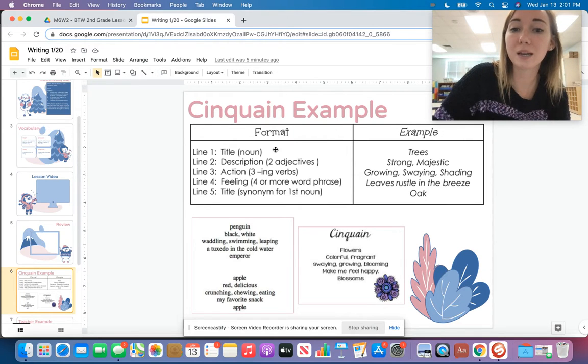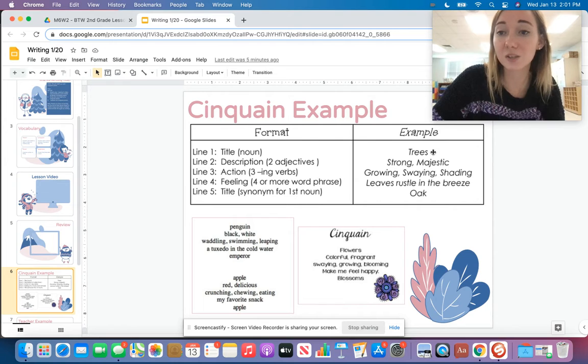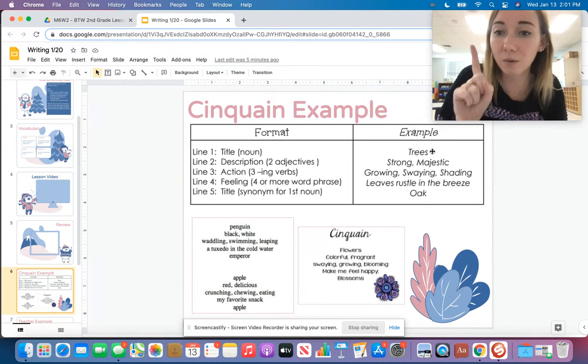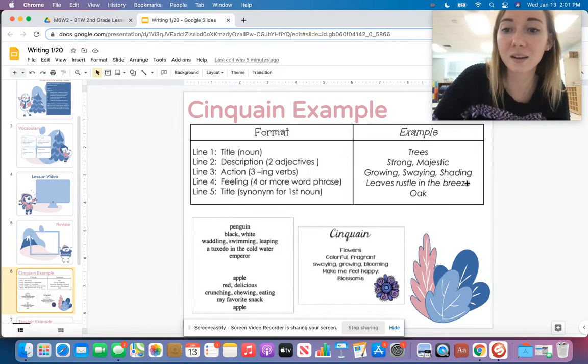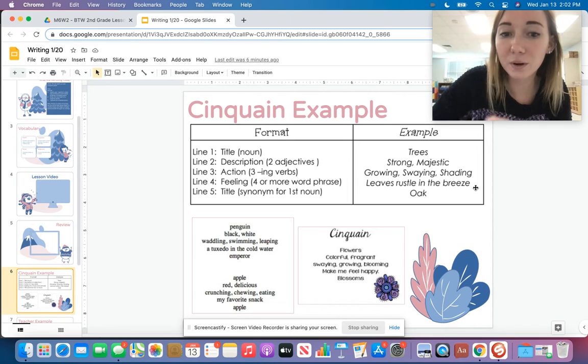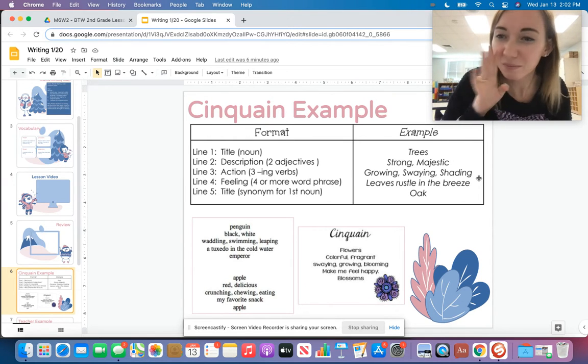So when you write your cinquain, it's going to look something like this example. This one says trees. Strong, majestic, growing, swaying, shading, leaves rustle in the breeze, oak. So the author of this poem used 1 word for the first line, 2 adjectives for the second line, 3 verbs for the third line, a 4-word feeling phrase for the 4th line. Actually, this is 5 words, but pretty close, right?